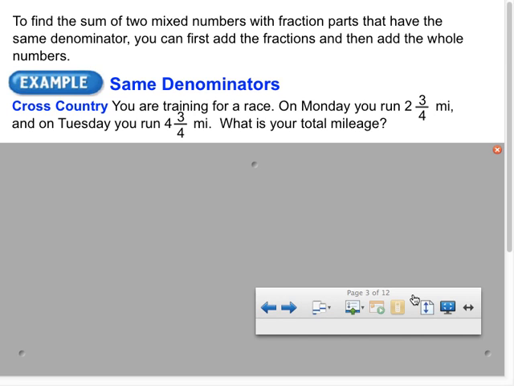Same denominators. Cross country. You're training for a race. On Monday, you run 2 3/4 mile. And on Tuesday, you run 4 3/4 mile. What is your total mileage? So first of all, what's the word total mean? What operation are we thinking about when we hear the word total? Go ahead, Nicole. Addition. So we're taking the sum of these 2 mixed numbers. Go ahead and do it.